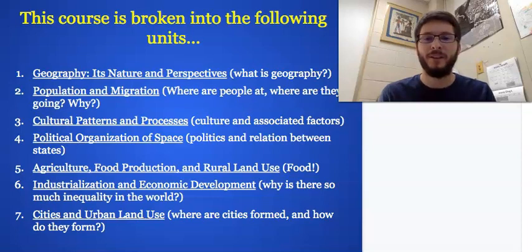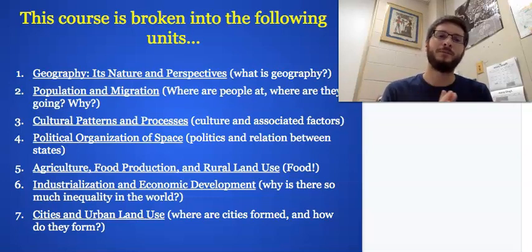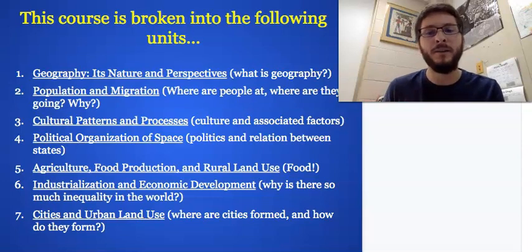Unit 6 is about industry and economic development. Which parts of the world are super developed? Which parts of the world kind of are lagging behind, and why?